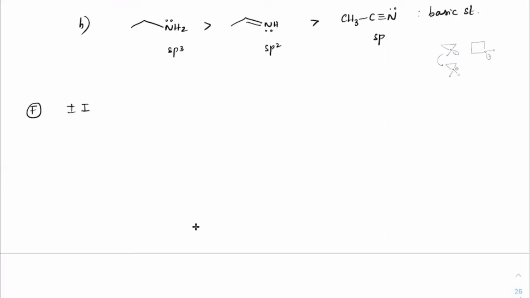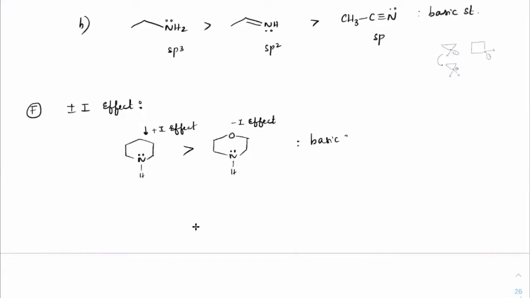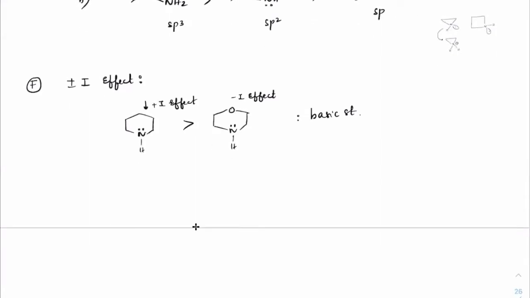Next, plus or minus effect. Suppose if there is any plus effect, plus I or minus effect, then suppose if there is a lone pair here, which is tertiary, which is the secondary amine, but cyclic one, and if I consider the same with an oxygen present on it, like this, and you know that oxygen will give minus I effect, while these methyls are going to give plus I effect. So which is more basic? The first one will be more basic. Right, guys? I hope you guys understood that.